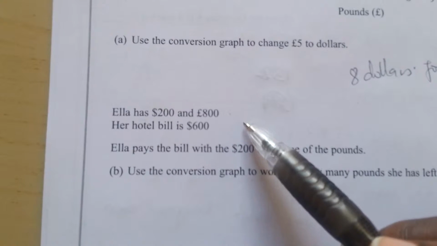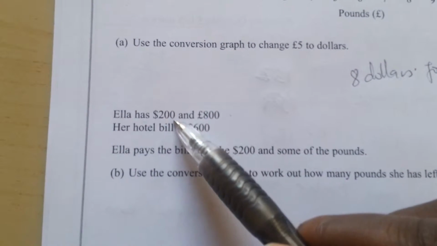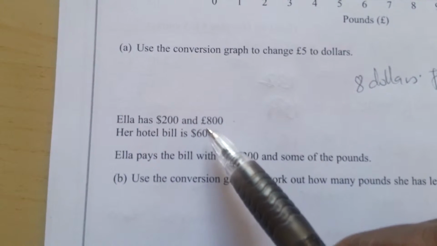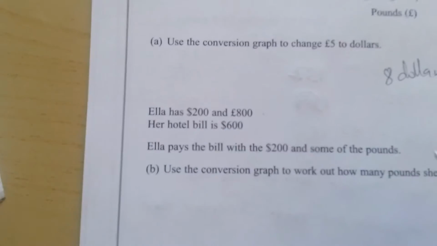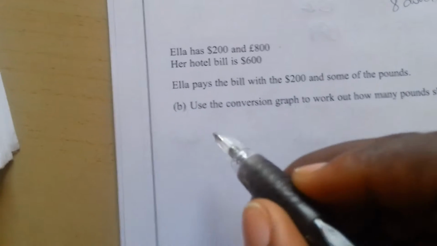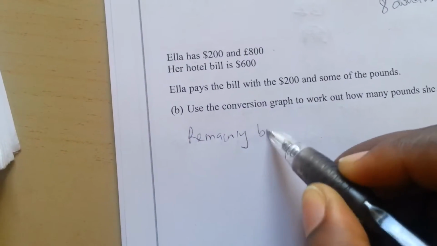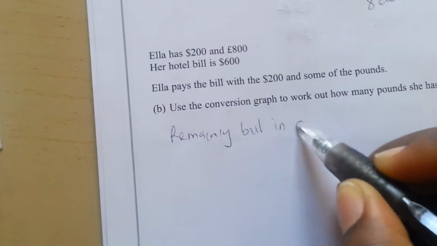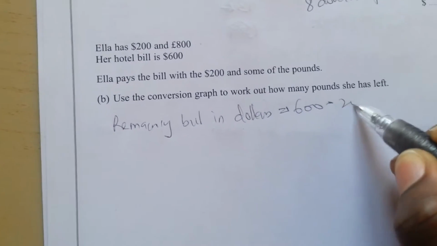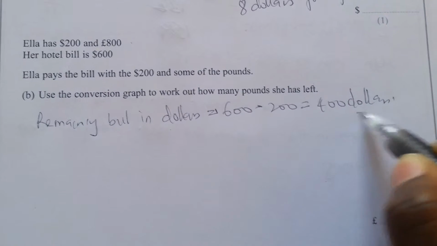With the $200 she paid part of her hotel bill, which is $600. So the remaining bill in dollars will be 600 minus 200, and that's $400.